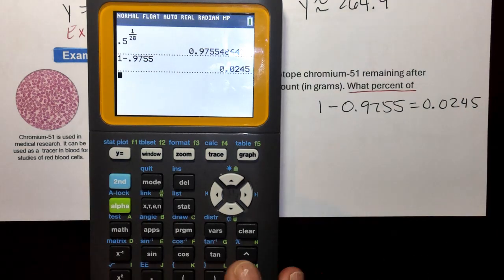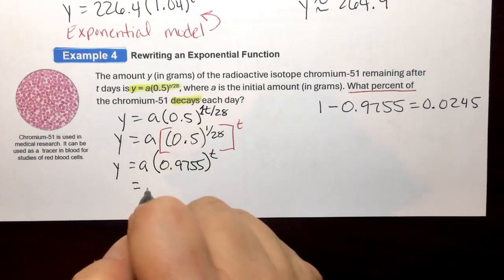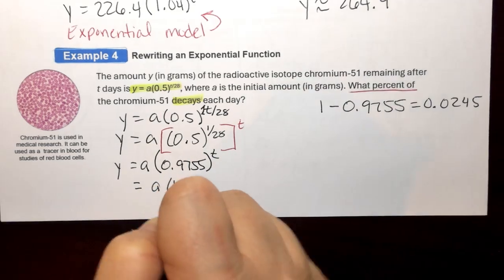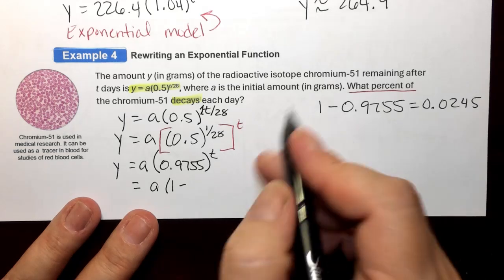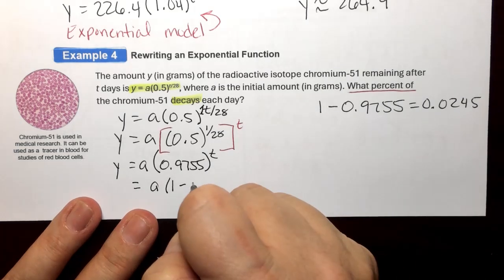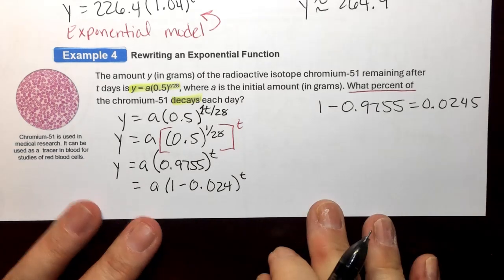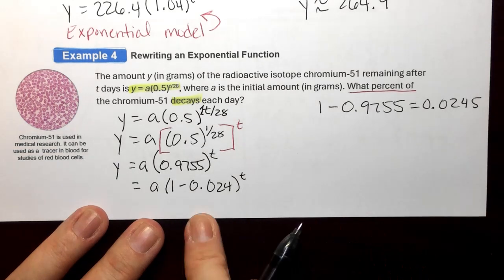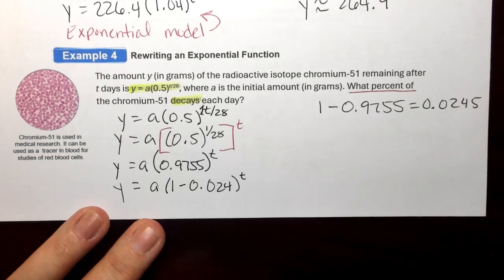0.0245. All right, so then we're going to rewrite this as a to the 1 minus this number, because remember that's how we got this number. So it's kind of a little backwards, 0.0245. So we're kind of doing the opposite of what we were doing before. All right, so this would be our new model.